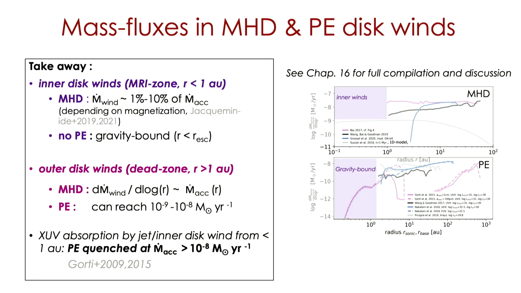And there is an additional point that has not been considered before in PP6, is that these inner winds could absorb part of the XUV photons from the star. And so this could quench the photoevaporation at sufficiently high accretion rates if you have 10% of that in an inner wind.